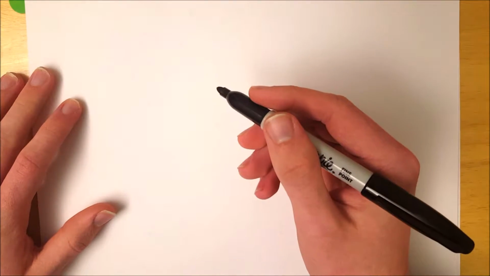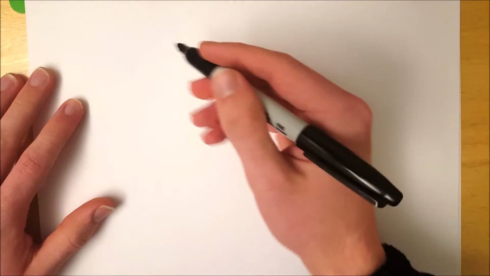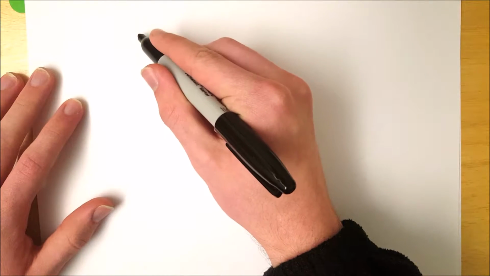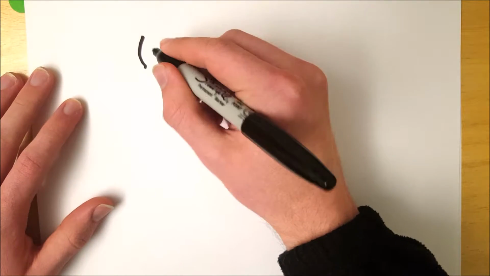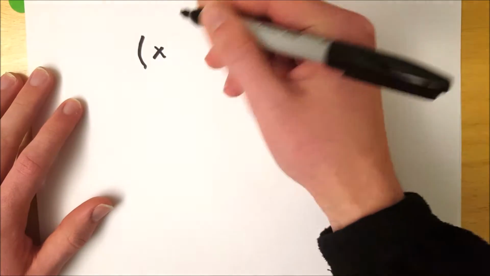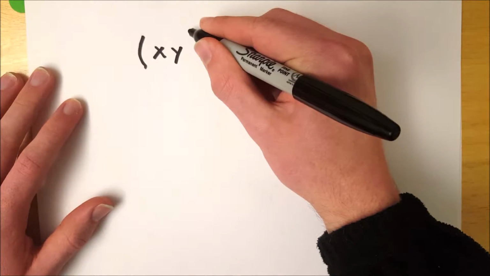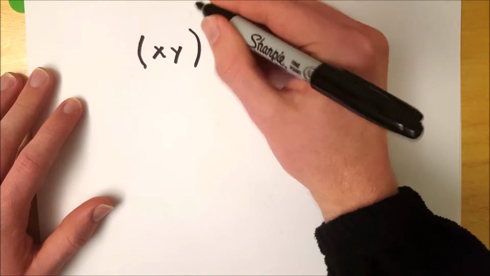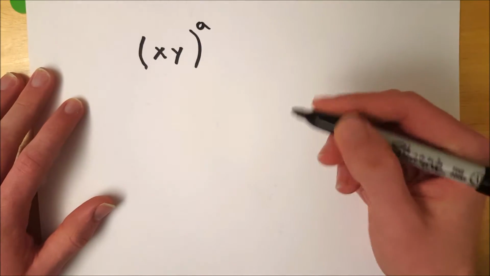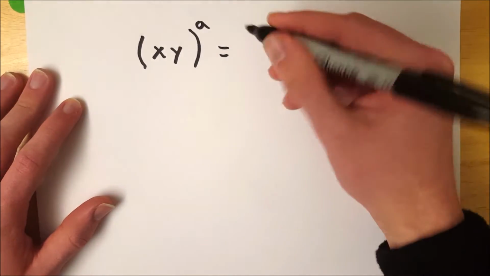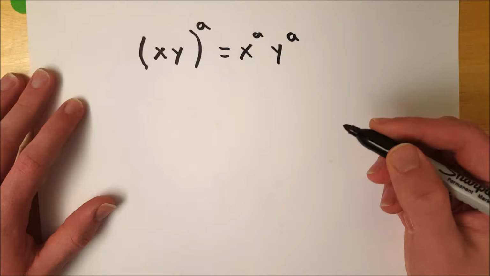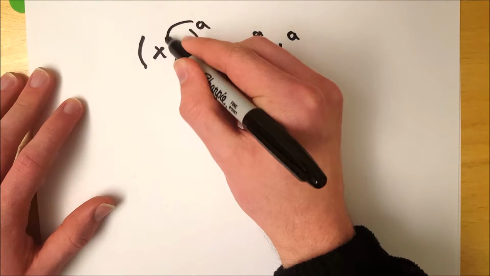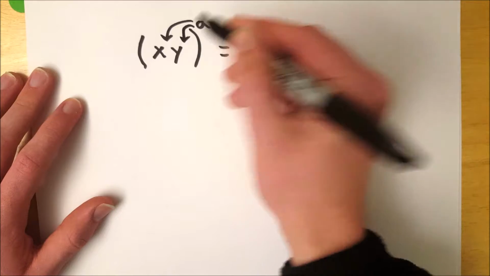In today's video we are talking about what a product raised to a power is. This is an interesting sort of exponent rule. It's similar to the standard power rule, pretty much the same idea. Let's say we've got two numbers, x and y, in parentheses, and it's all being raised to some number a. So this is equal to x to the power of a multiplied by y to the power of a. So you bring this down to the x and to the y.